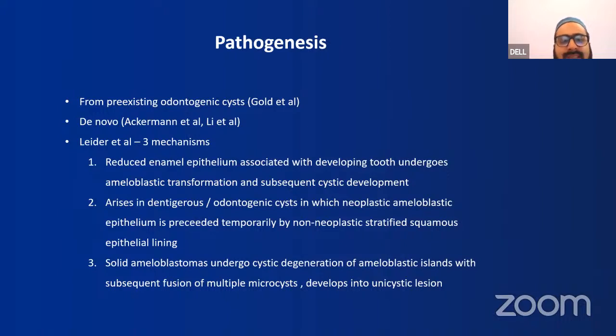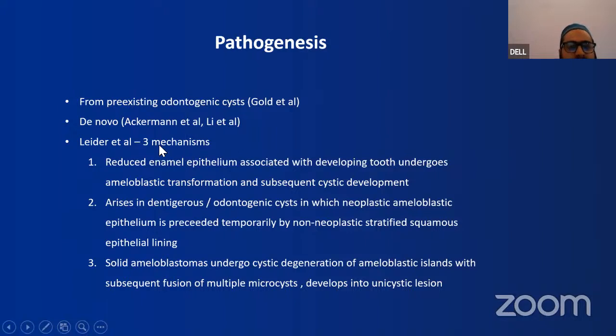Now, regarding pathogenesis, there is some controversy, as some authors believe that it originates from a pre-existing odontogenic cyst, while others believe that it originates de novo without any odontogenic cyst, like authors Ackermann and Lai et al., in which Lai et al. had evaluated the PCNA positivity of the unicystic type, in which he found that the unicystic type of ameloblastoma has more PCNA positive cells as compared to the dentigerous or other odontogenic cysts.